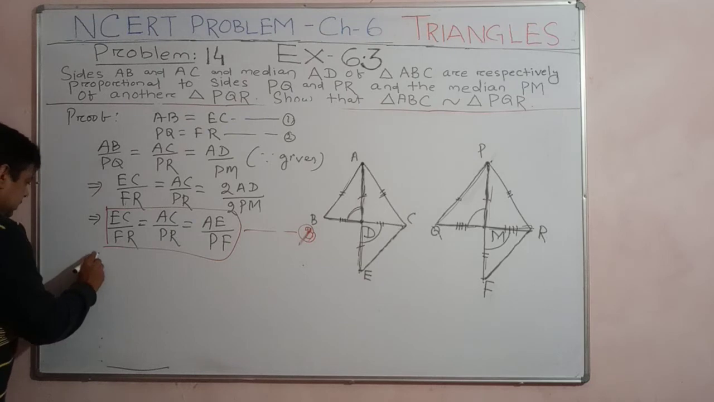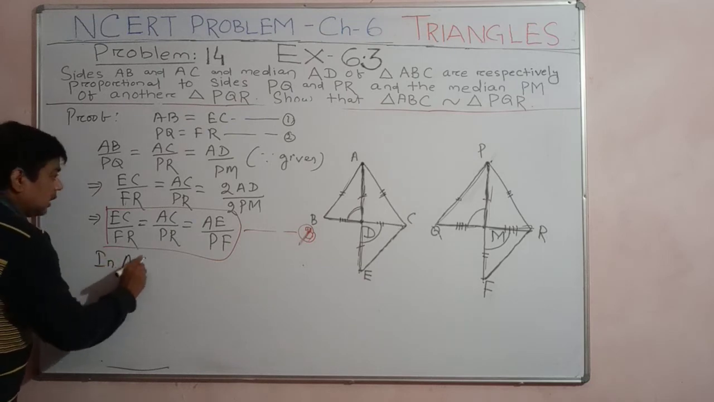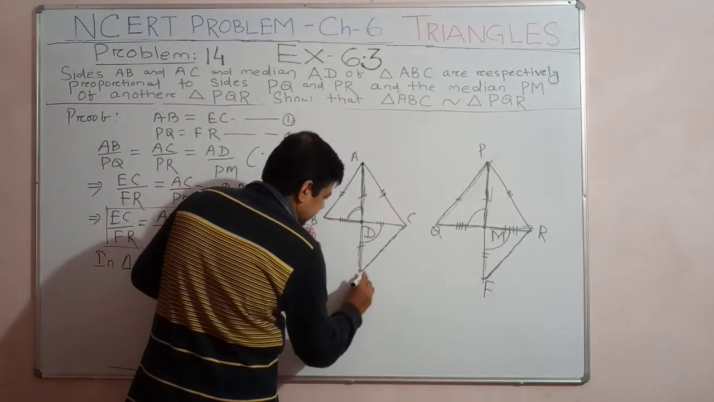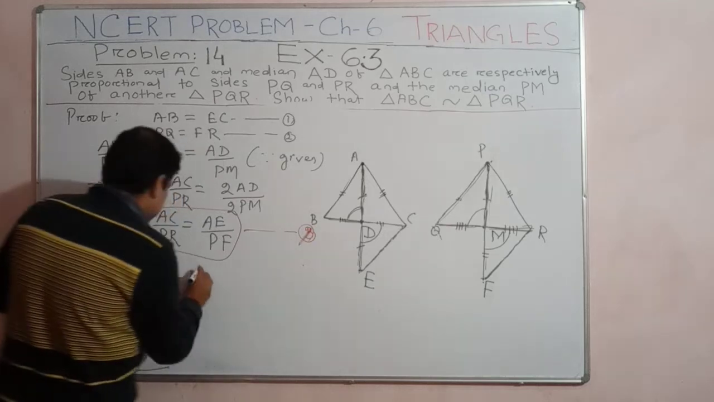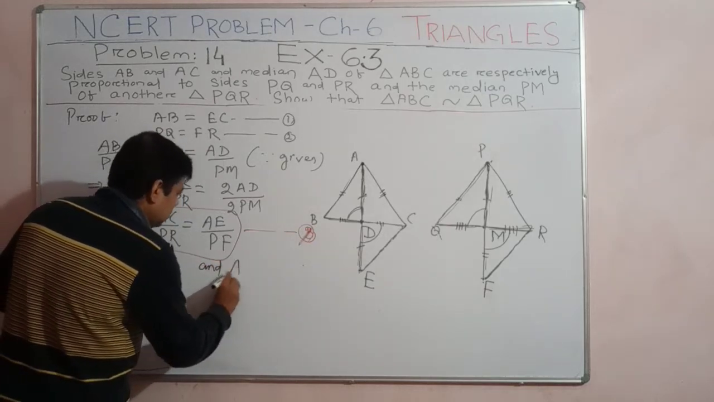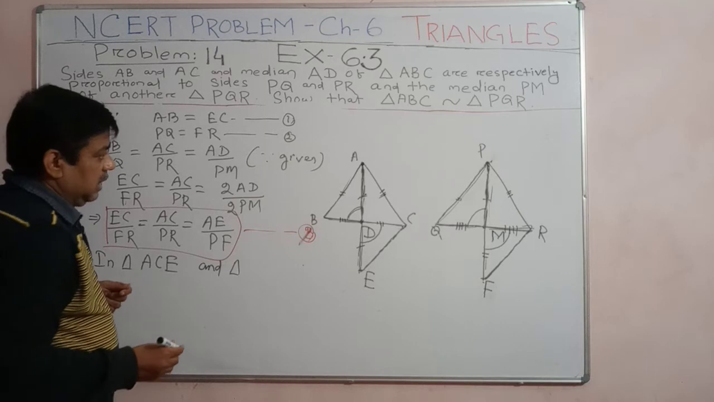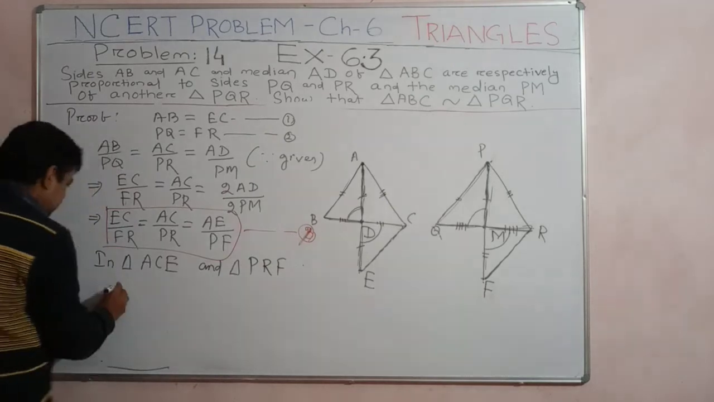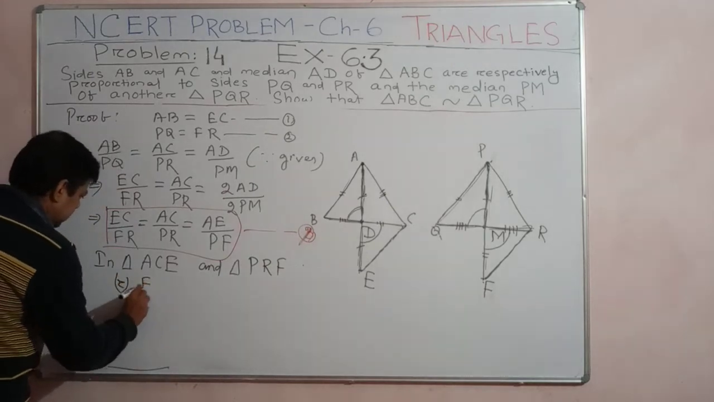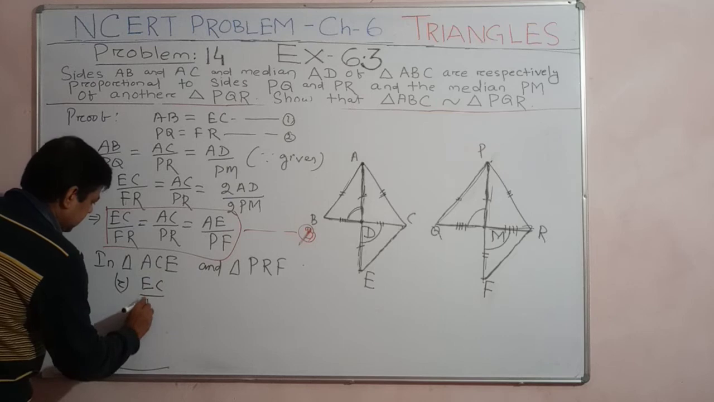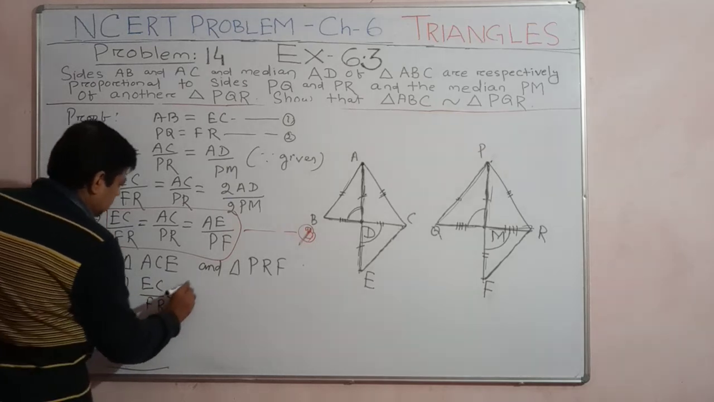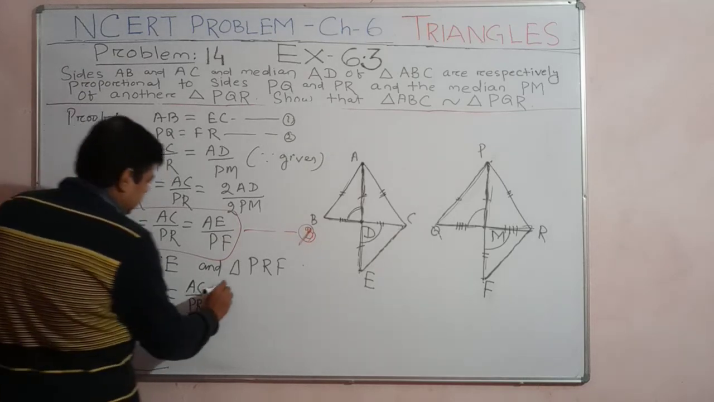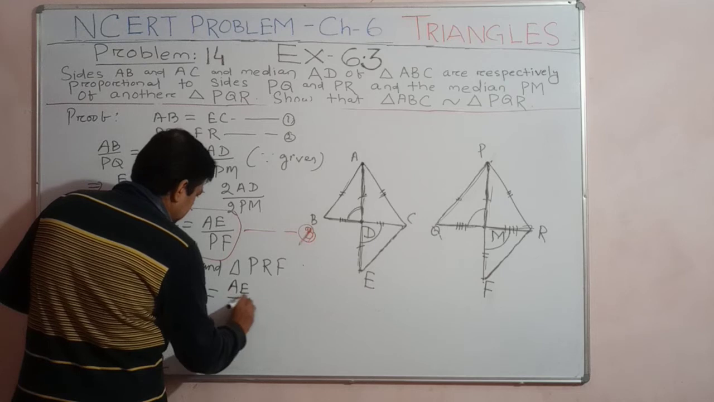In triangle ACE, this point is E. And triangle PRF. What are you finding here? Already we have proved it: EC by FR, yes or no? Equal to AC by PR, yes or no? Equal to AE by PF, yes or no?